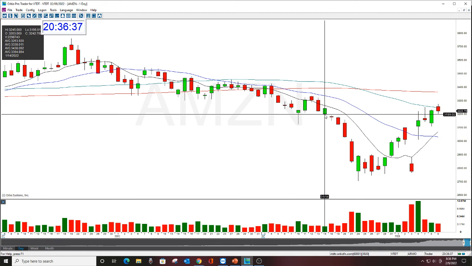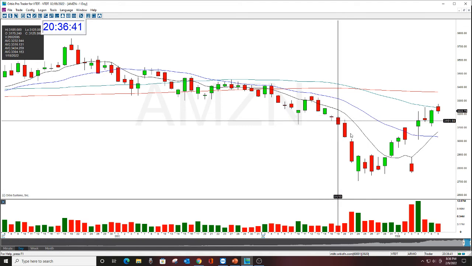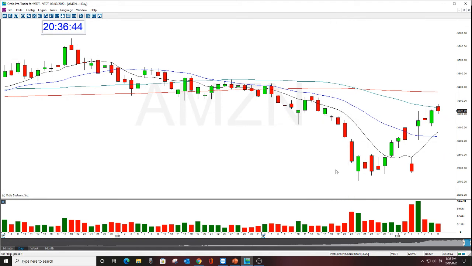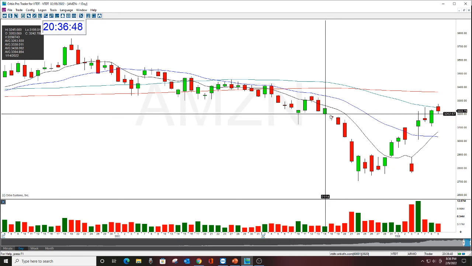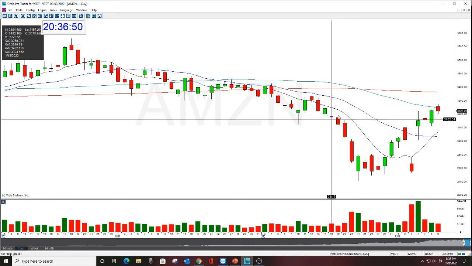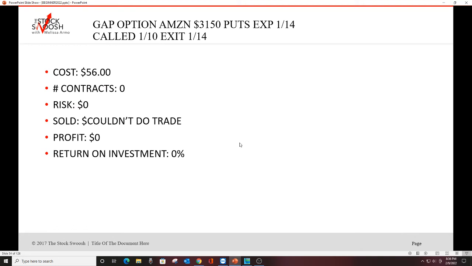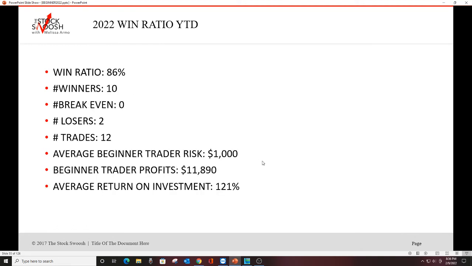That one just didn't go right. Here's where it went. That's where it went there. This is where it went. Anyways, you wouldn't have done it with a beginner risk.